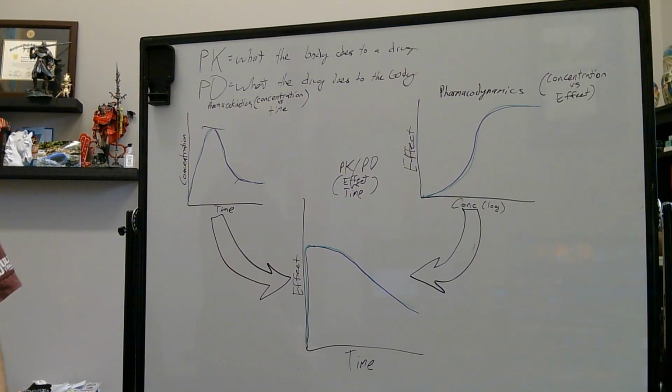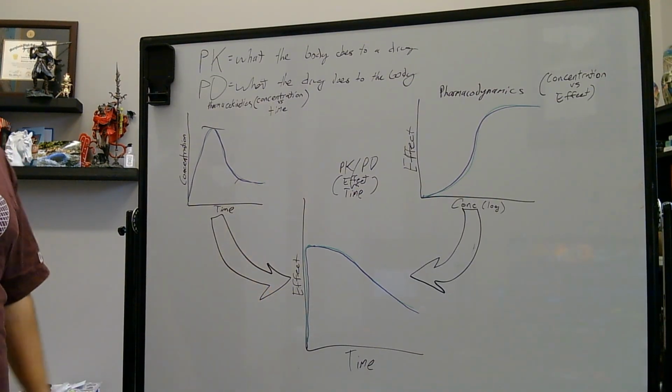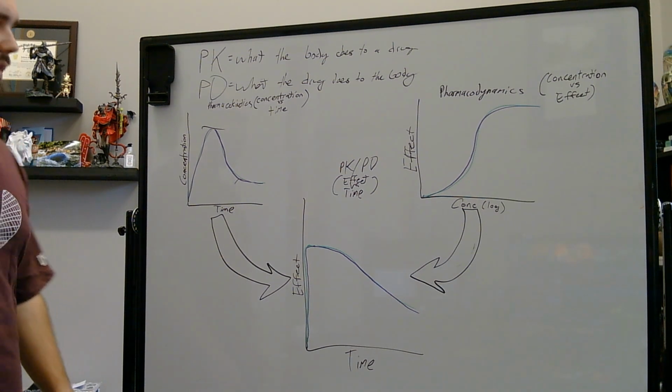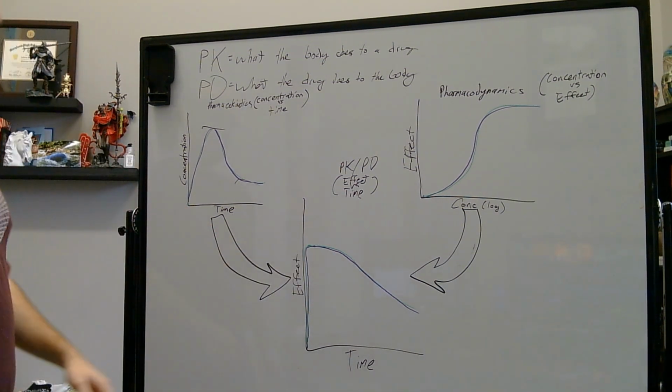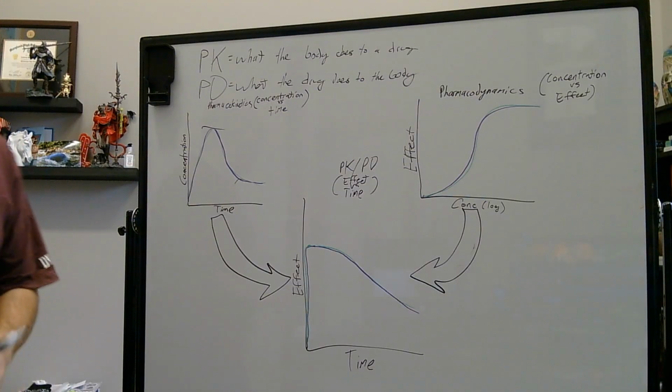Sometimes they can be a little bit different depending on how much effect there is. This is assuming a lot of effect at once, and it has this nice steady slope down.